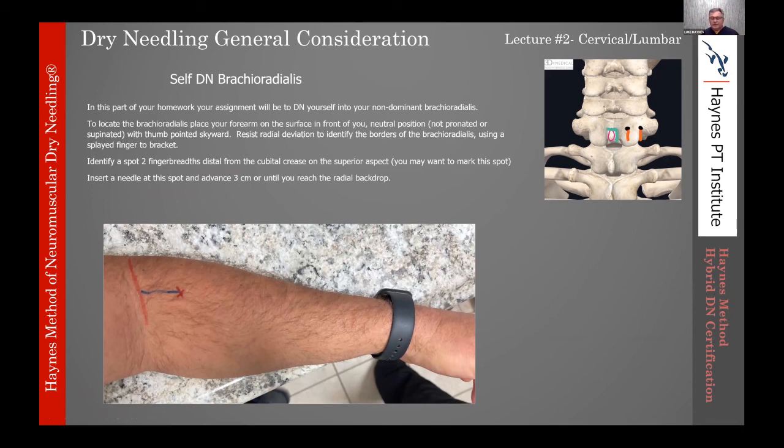We've got some identified there, but I'm going to bring my ever able-bodied assistant in to help me here. So what I'm going to have you do is a self-dry needle of the brachioradialis. In this part of your homework, your assignment will be to dry needle yourself if you haven't already. I know a lot of people in the course have already done some dry needling and needled themselves.